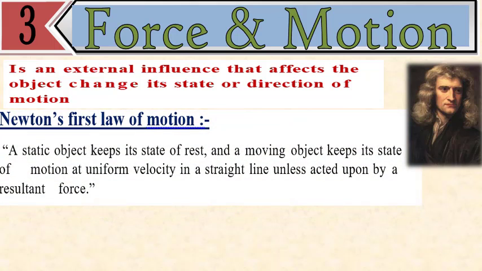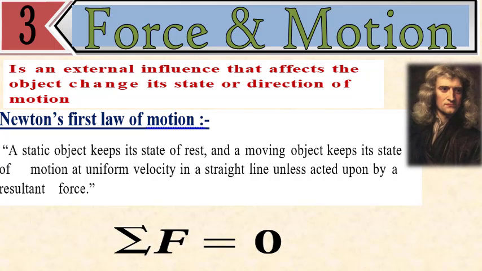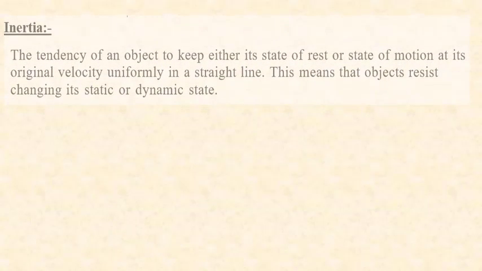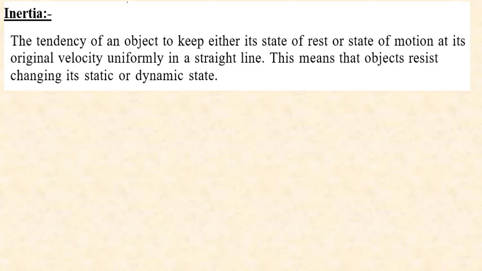Newton's first law of motion. The first law states that a static object keeps its state of rest, and a moving object keeps its state of motion at a uniform velocity in a straight line, unless acted upon by a resultant force. The mathematical formula of Newton's first law is that the resultant force equals 0. Newton's first law is known as the law of inertia.